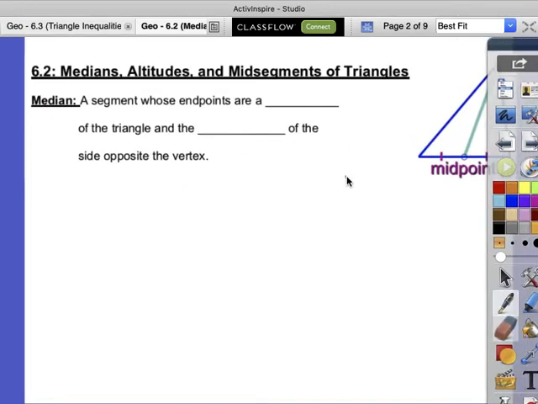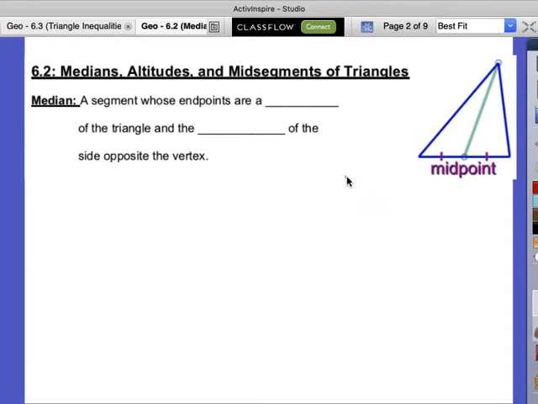So look over to the sideboard here. Geometry, Thursday, the 6th of February. SWBA. Wyatt, what's that stand for? Students will be able to... Thank you for putting your phone away and taking your earbuds out. I appreciate that. Use and identify medians, altitudes, and mid-segments. We're going to use and identify medians, altitudes, and mid-segments.